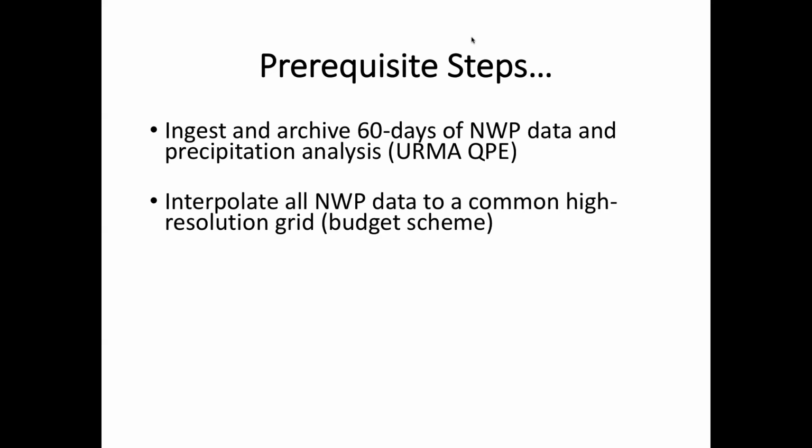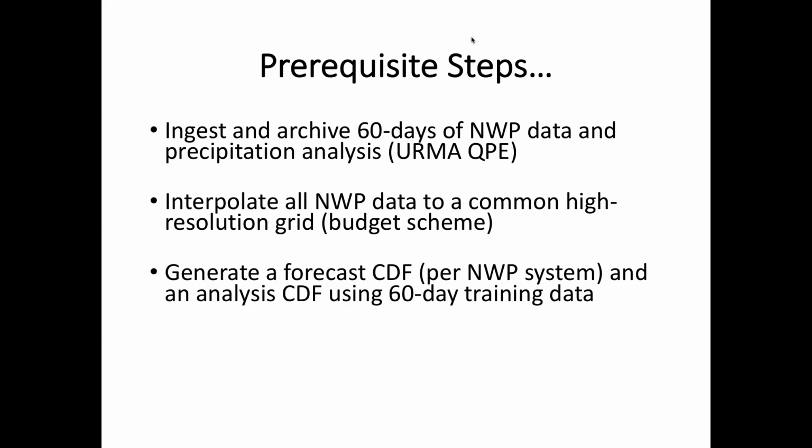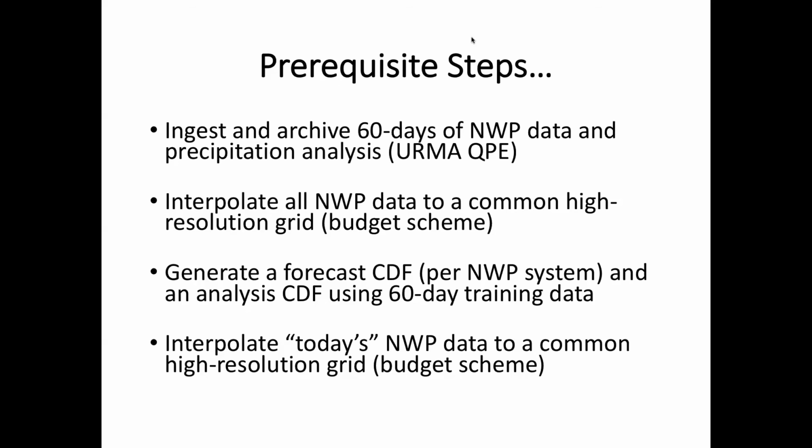Next, you want to interpolate all of your NWP data to a common high-resolution grid. In this case, for precipitation, we use a budget interpolation. Generate a forecast CDF per modeling system and an analysis CDF using the 60-day training. And then interpolate today's model forecast to the same common high-resolution grid. And in this case, if we're doing precipitation amounts, you would want to use the budget interpolation scheme.